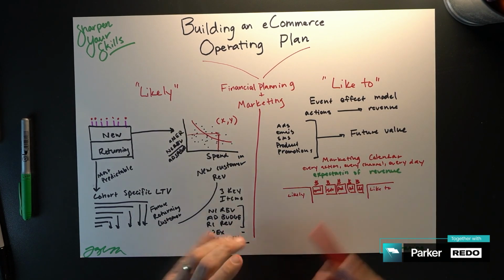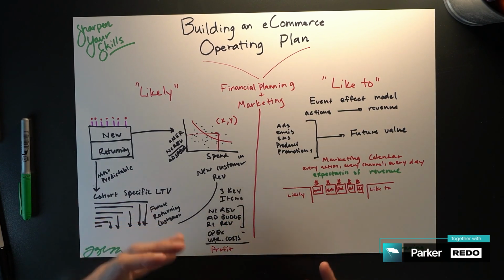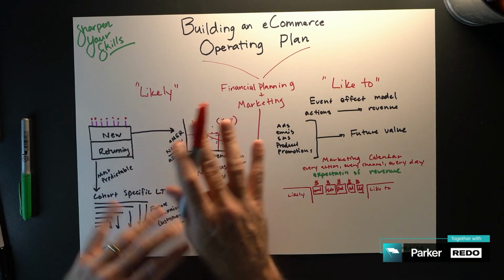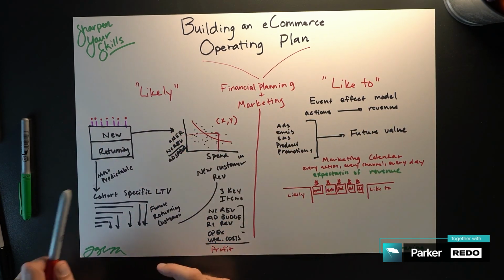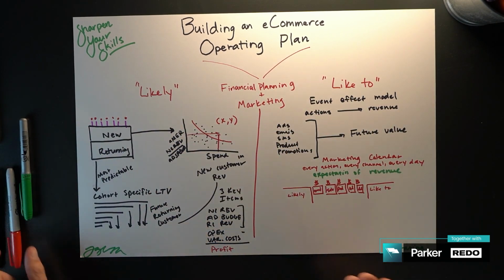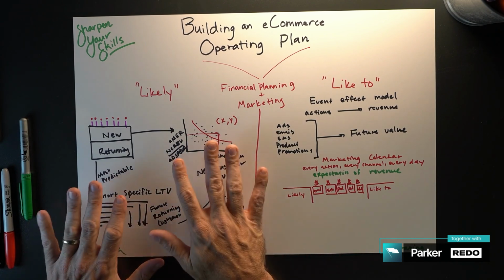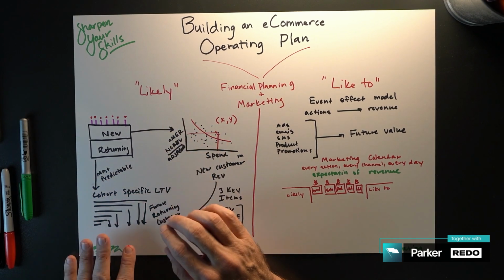At CTC, we call this the event effect model, and we've built it such that our marketing calendar is intimately integrated with our financial forecast, so that every time we create and plan a marketing event, it actually alters the expectation of future revenue.